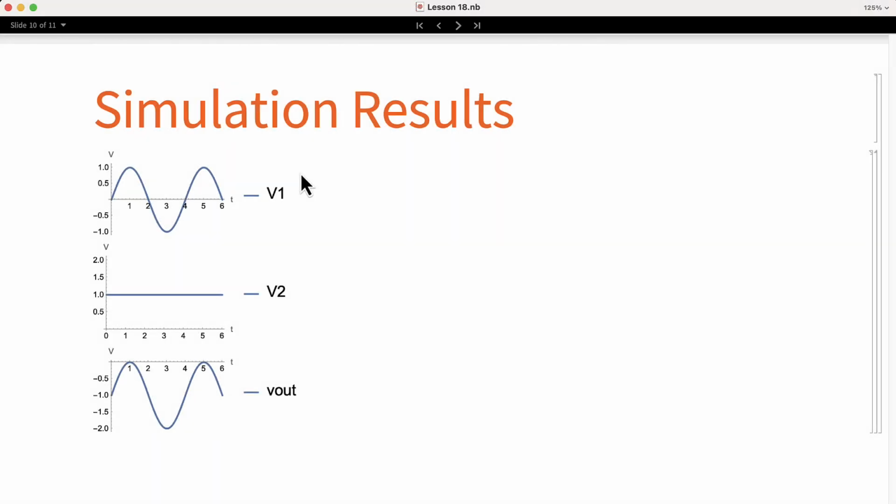Here are the simulation results of the subtraction operation. In the top, we can see the voltage V1, which is a sine wave of 1 volt of amplitude. The voltage V2 is a constant 1 volt. In the bottom, we can see the result, which is the sine wave with an offset of -1 volt.